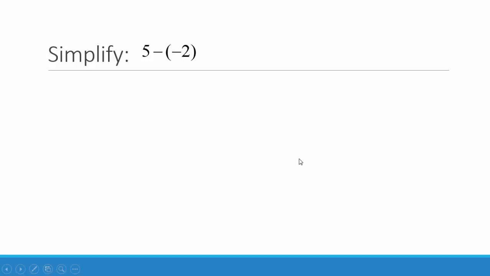Here we have 5 minus -2. We're going to change the subtraction to addition by adding the opposite. We're going to rewrite that as 5 plus the opposite of -2, which is +2. Here, the signs are the same, and we're adding, so we add the numbers and keep the sign. 5 plus 2 is 7.